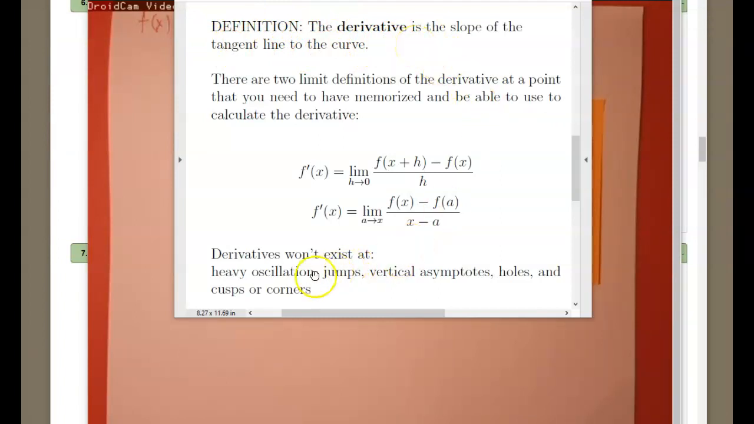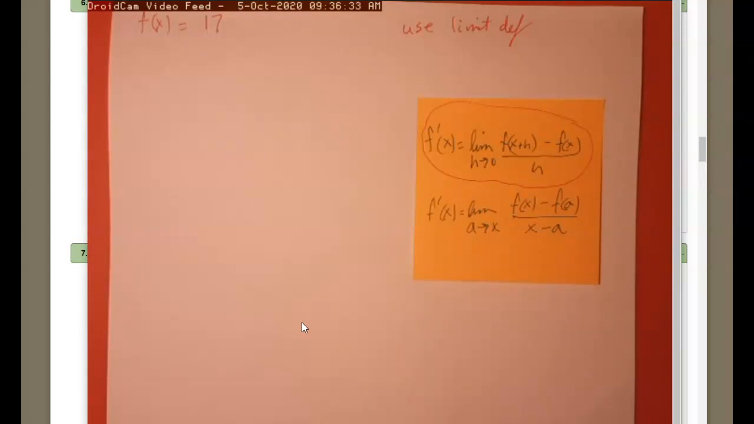Derivatives won't exist at heavy oscillation, jumps, vertical asymptotes, holes, or cusps or corners. So we have a lot of problems on the graph for derivatives because it's a limit. From both sides, the limit has to be going to the same place. So let's do our first one.